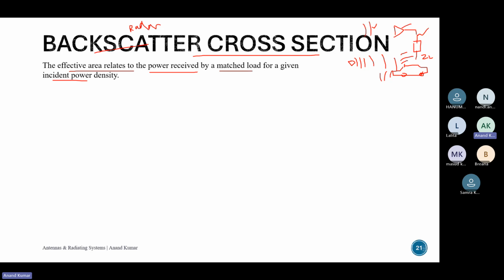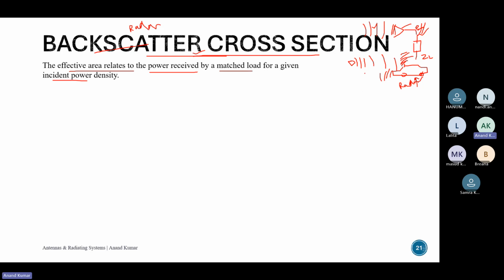If it was an antenna and it received some waves, we called it effective area, which is actually receiving. But for a car, we cannot use the term effective area because we are not receiving the waves which are incident on the car. What it is doing is scattering the incident waves. So for this we have a parameter called the backscatter cross section, or the radar cross section.